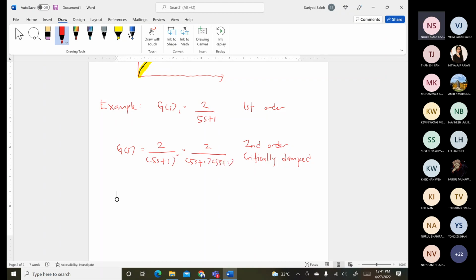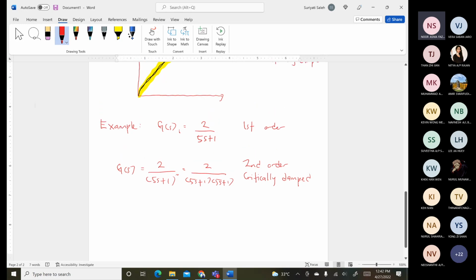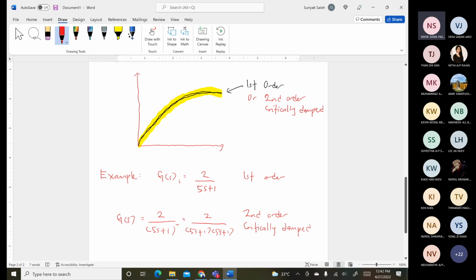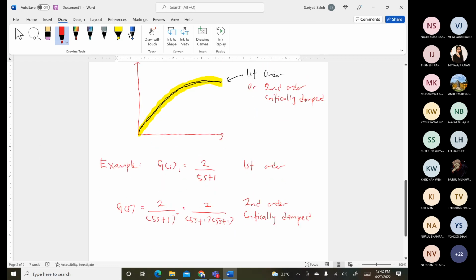So when we have the similarity in terms of the denominator, then it will provide a response like the first order, as long as the tau is similar. In this case, the tau is 5s plus 1 and 5s plus 1. So in the end, the response looks like the first order. This is applicable if your gain and the tau are similar. So this is the typical response of second order critically damped.